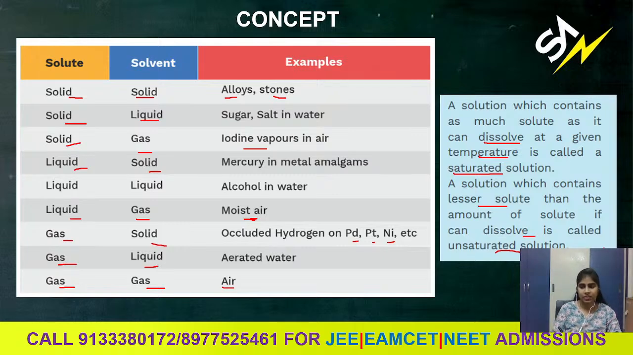Suppose we take this as a complete saturated solution. It means the 1 gram of sugar is completely dissolved in that water. If we take an excess amount of this solute, that is, an excess amount of sugar, that cannot be dissolved in that solution, that type of solution is known as an unsaturated solution. This is the difference between them.